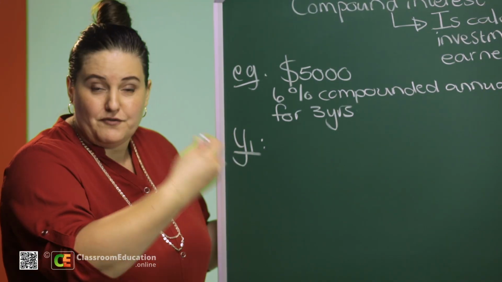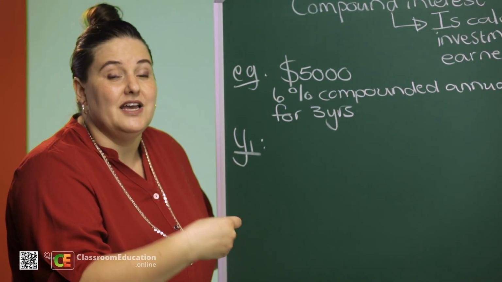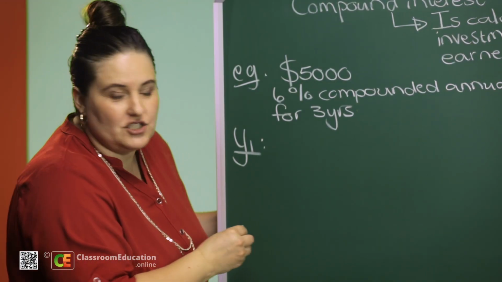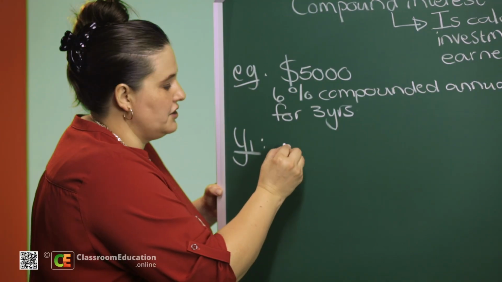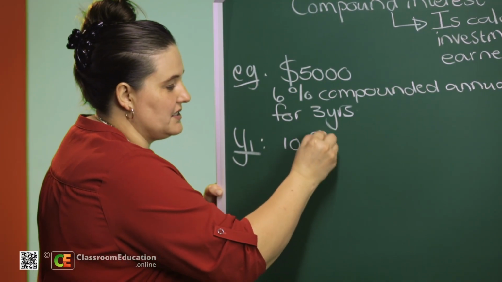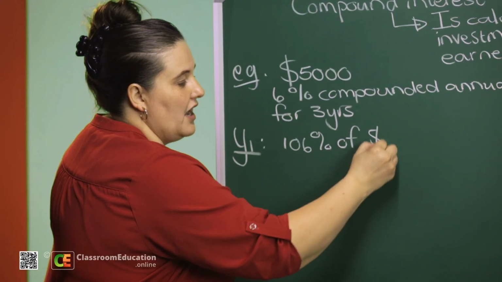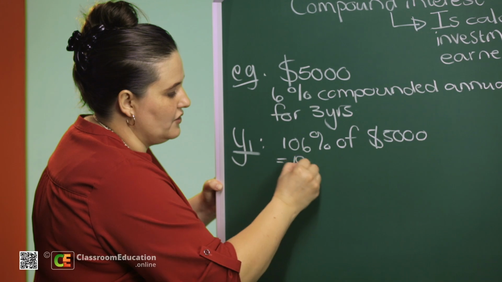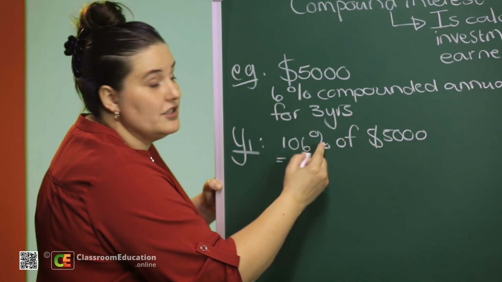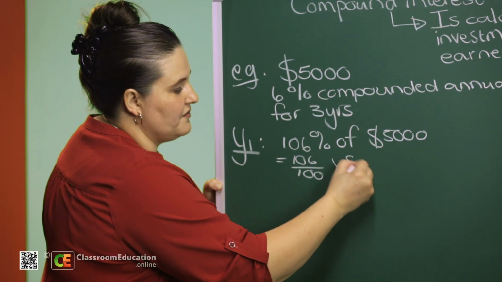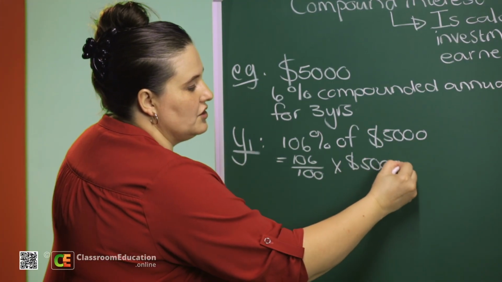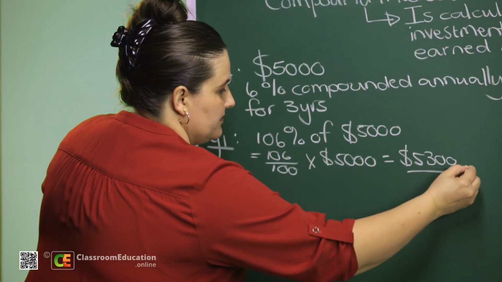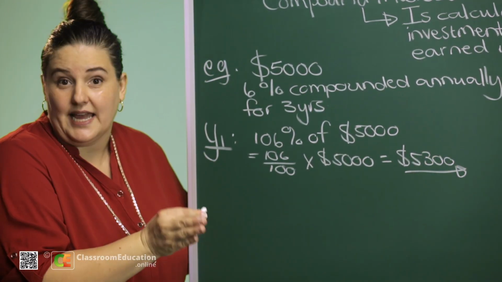So at the end of the first year, it means that you will have 106% of the $5,000. So this is what we are going to determine. If you do the calculation, you will see it's 106 divided by 100 for the percentage times $5,000, and you'll get an answer of $5,300.